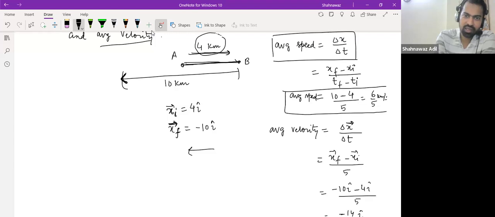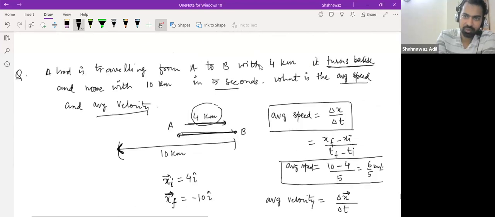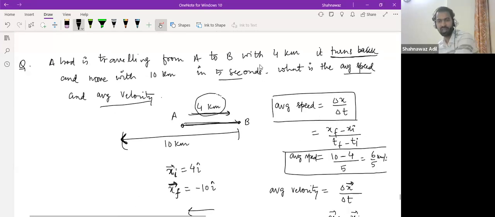Okay, so you guys note it down, and then we will talk about the next topic. So this was only the difference between the speed and the velocity. But we are in one dimension, so if we are not changing the direction, then speed and velocity would be the same magnitude.